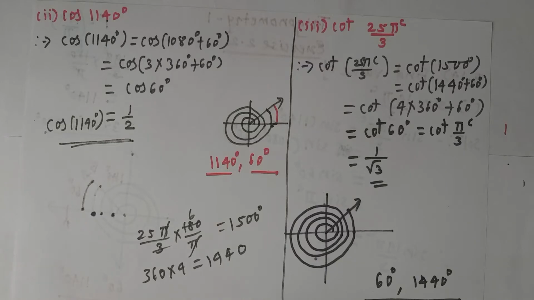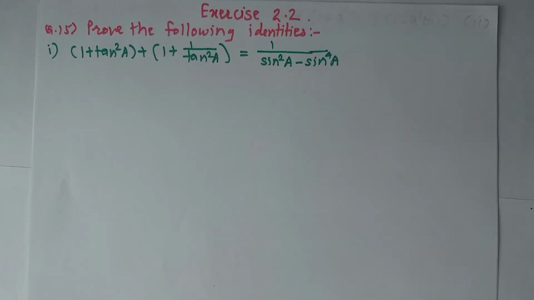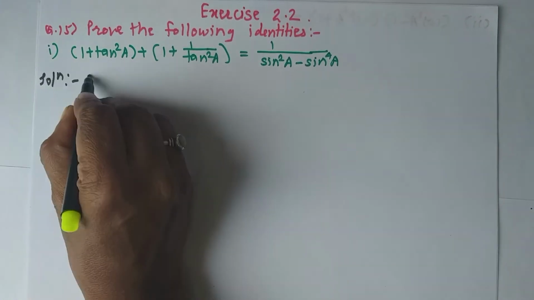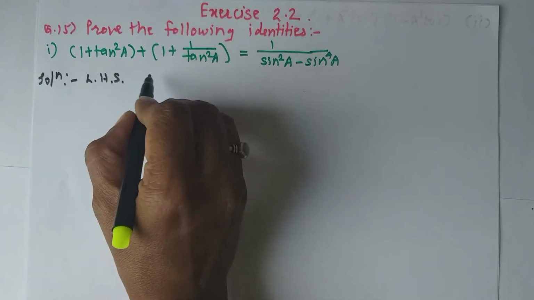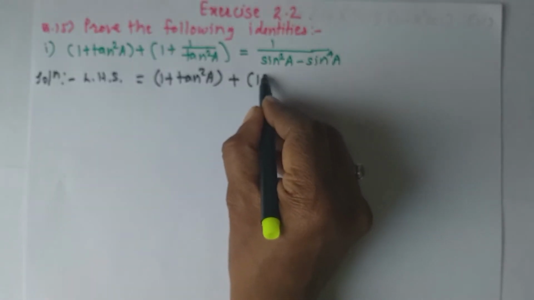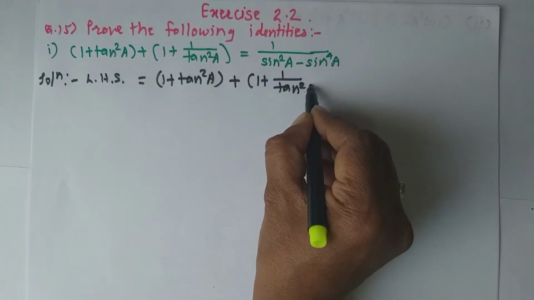Okay, let's see the next problem. Question 15 is prove the following identities. Let's see the first: in the bracket 1 plus tan square a, plus in the second bracket 1 plus 1 upon tan square a, is equal to 1 upon sin square a minus sin raised to 4a. In such type of problems, we have to take the left hand side and show that it is equal to the right hand side. Now what is the left hand side in the solution? You write down the left hand side, that is 1 plus tan square a, times the bracket 1 plus 1 upon tan square a.